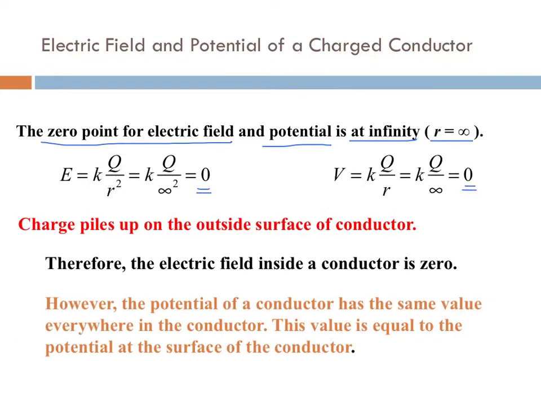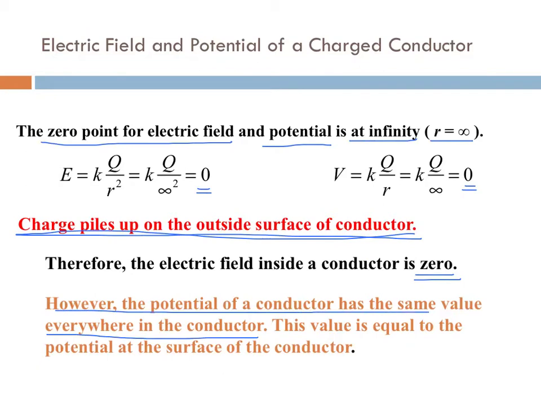But with conductors, charges pile up on the outside surface of the conductor, and this is really important. Therefore, the electric field inside a conductor is 0. However, the potential of a conductor has the same value everywhere in the conductor. And we'll see a graph of that in just a second. This value is equal to the potential at the surface of the conductor.